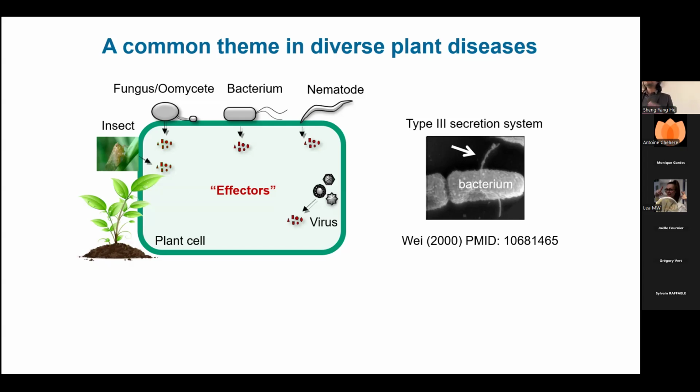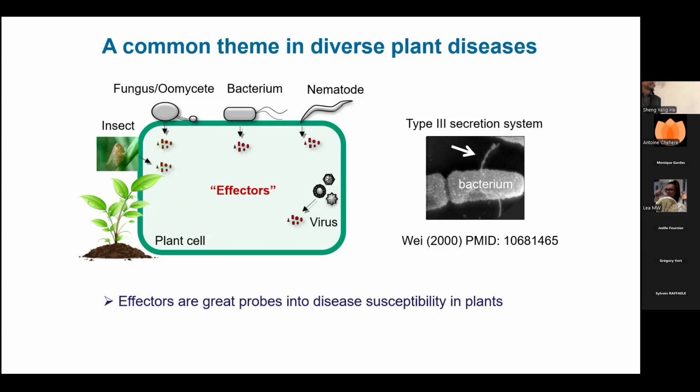So that was an early realization of the importance of the delivery system. Because of that, I think what we as a community collectively thought is that if these are actually great probes into the molecular basis of disease susceptibility, they're the entryway to understanding why a pathogen could cause disease in plants. We can understand what each of these factors does in the cell.